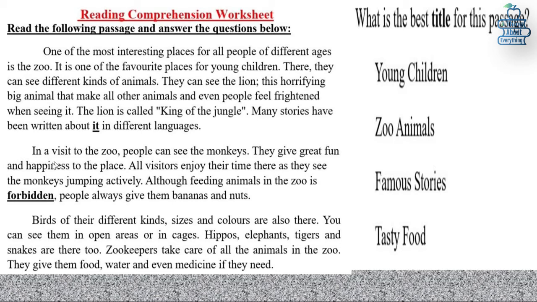Let's continue. In a visit to the zoo, people can see the monkeys. Now let's move to the last sentence. Although feeding animals in the zoo is forbidden, people always give them bananas and nuts. So here again we turn back to the zoo idea. Let's move to the third paragraph. Birds of different kinds, sizes and colors are also there. So there it means in the zoo.